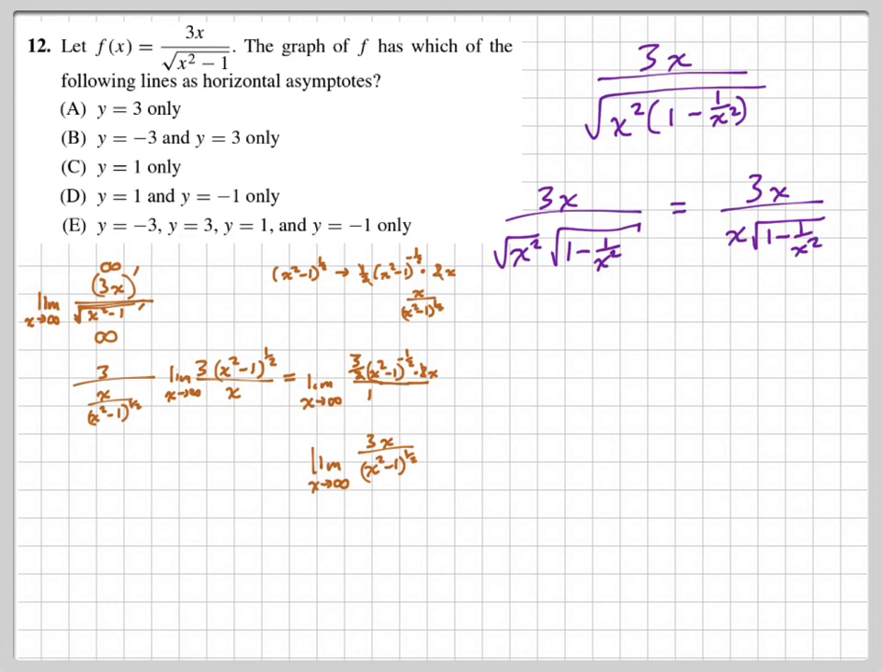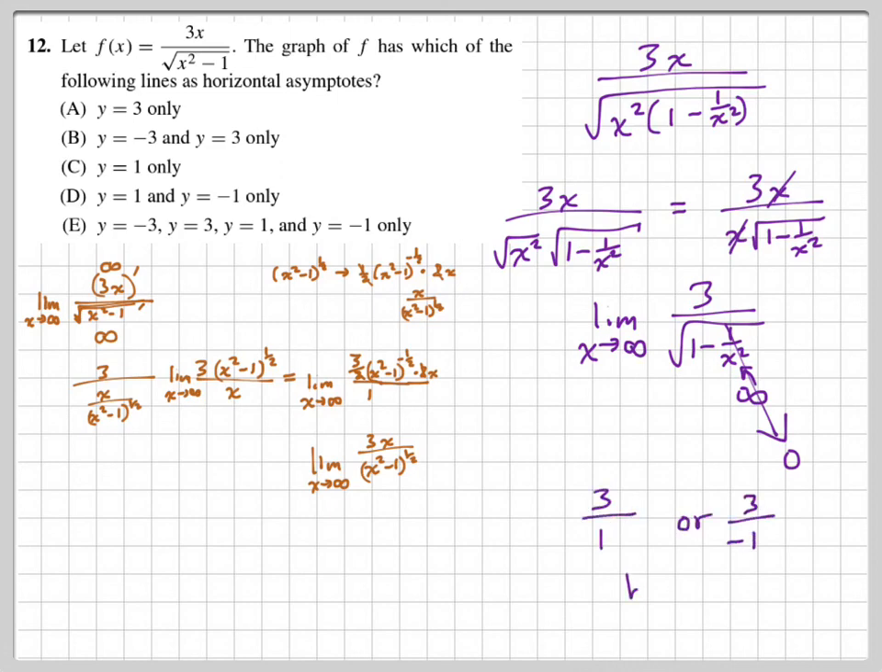So let's cancel those x's out, and then take the limit of what we have left as x approaches infinity. Now we're going to plug infinity into this x, and when we do that, the bottom of that fraction gets infinitely big, and whenever the number on the denominator gets way bigger than the number on the numerator, that number goes to 0. So that means we just have 3 over the square root of 1. That means our answer is going to be 3 divided by 1 or 3 divided by negative 1, because the square root of 1 is plus or minus 1. That means our answer is B.